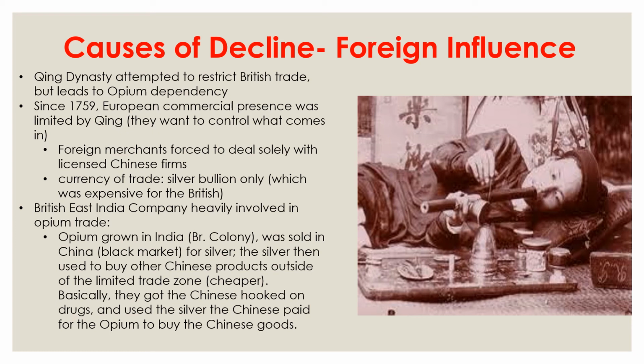Okay, so basically they got the Chinese hooked on drugs, and then they used the silver the Chinese paid for the opium to buy the Chinese goods. It's evil, but it's also brilliant at the same time.